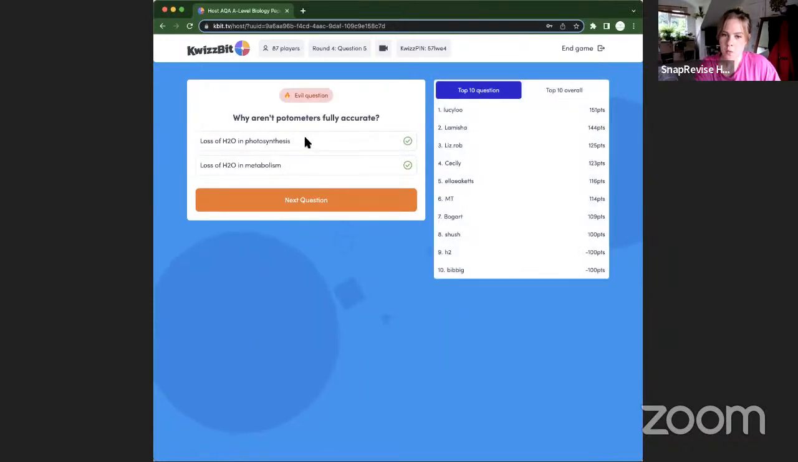So you get a loss of water in photosynthesis and a loss of water in metabolism. So that's why potometers aren't fully accurate. Did I put split? It was meant to say water spilt. I've not done a very good job of this one, have I?